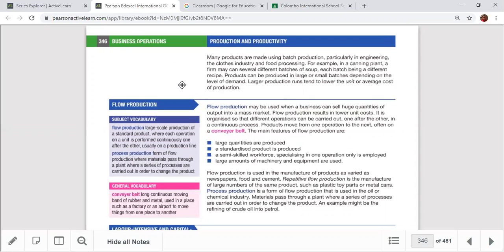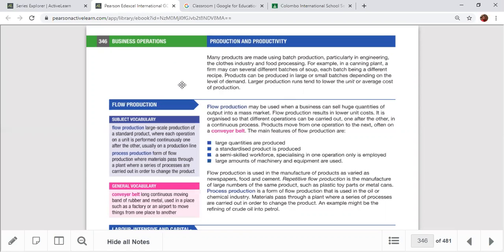They like to have big orders always, because then they can get economies of scale and bulk purchase discounts. As a result, they will be able to maximize their output and maximize their profitability as well.